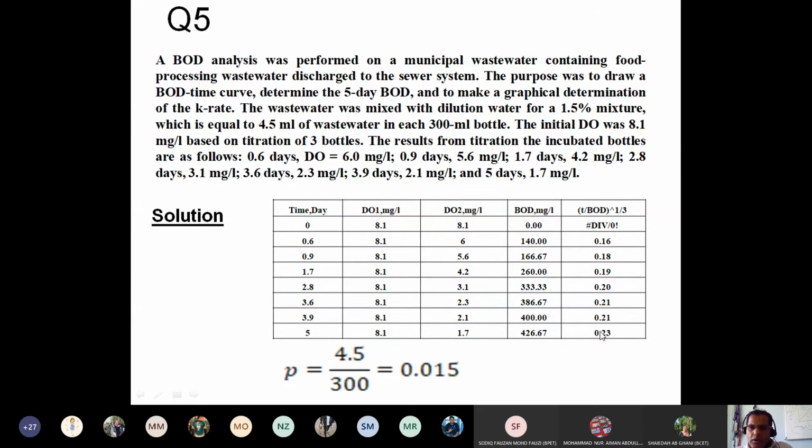But this one is to calculate the rate of reaction, because here we also calculate the rate of the reaction. K rate, this one. Okay, so it's given. So if I calculate, I will get this value. This one 0, this one 0, because 8 minus 8 will be 0, and then I calculate the others.